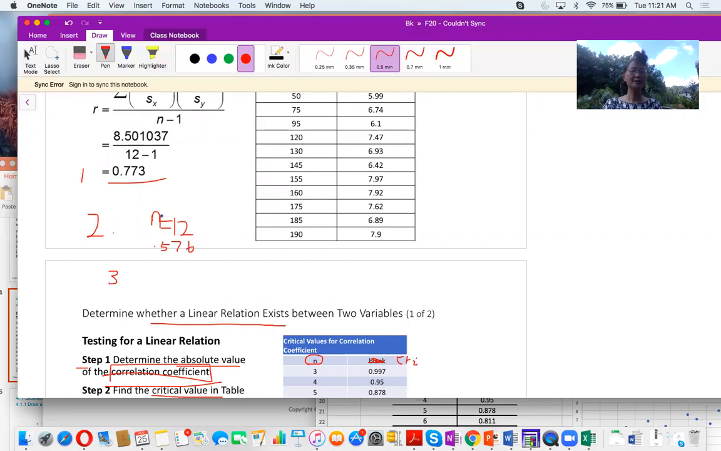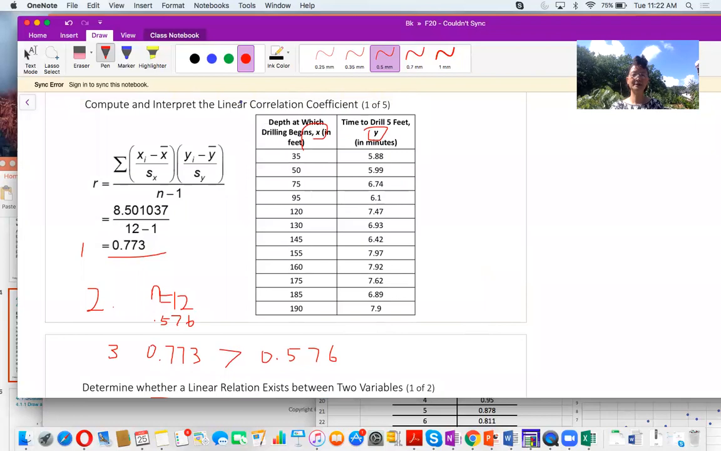Step 3, compare step 1 with step 2, okay? And in step 1, we got 0.773 absolute value. This value of linear correlation coefficient is greater than the critical value 0.576. When the absolute value of linear correlation is greater than the critical value, we conclude there is a linear relationship between x and y. In this case, there is a linear relationship between the depth and the time.